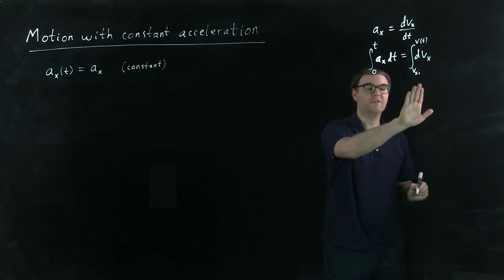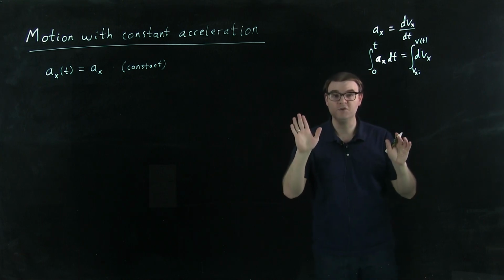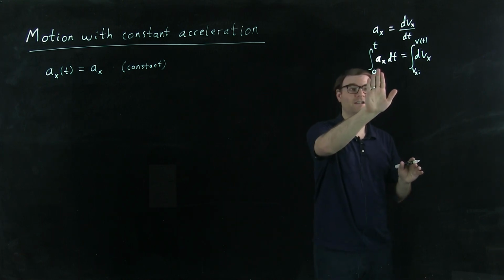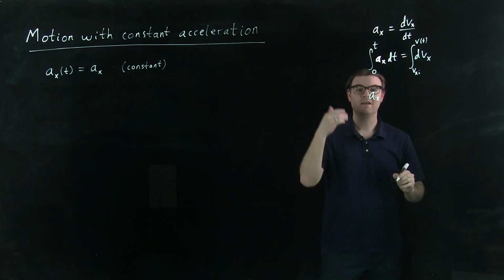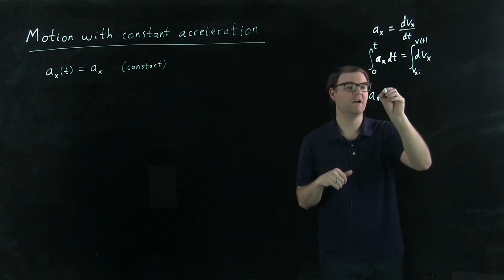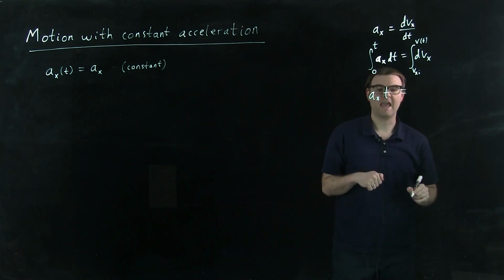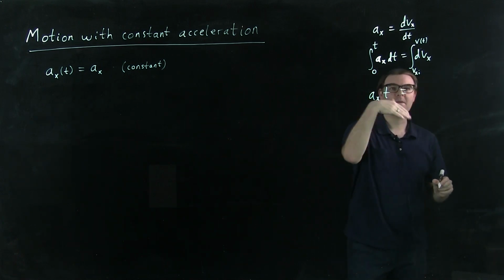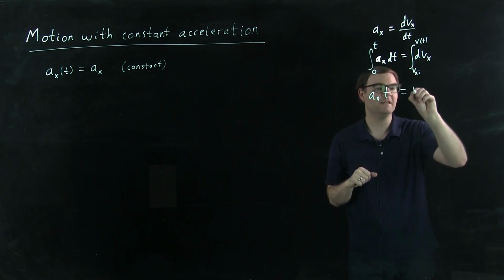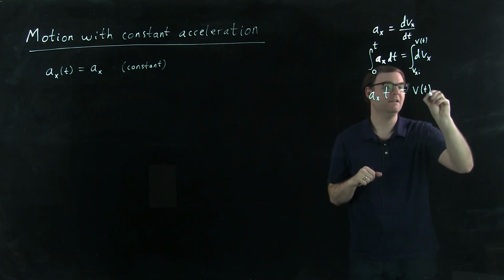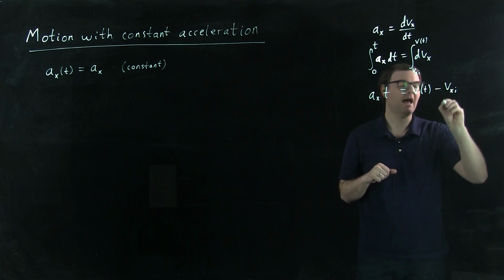Now I need to do both of these integrals, and good news, they're pretty straightforward. Because ax is a constant, this is simply going to give me ax times t evaluated between t and 0, which is simply going to give me axt. And then on this side, I'm going to get the velocity in the x direction, again evaluated at the endpoints, which gives me v of t minus vxi.